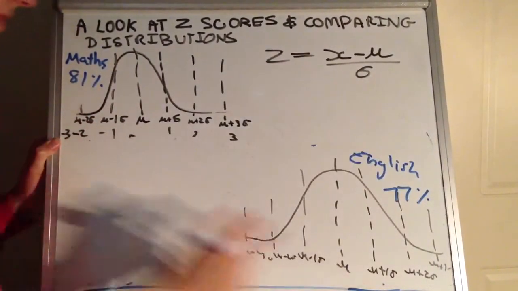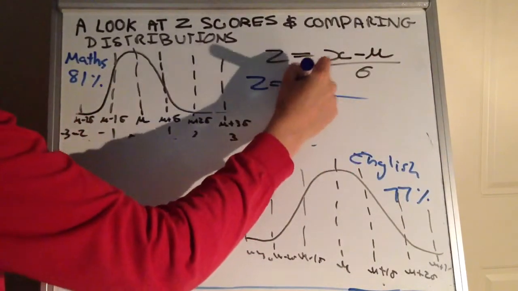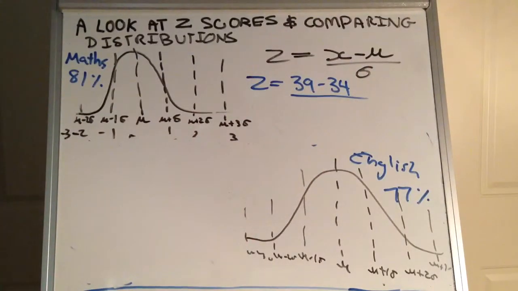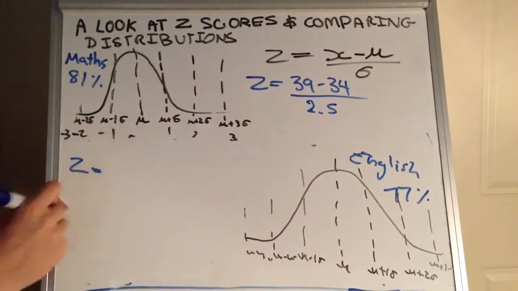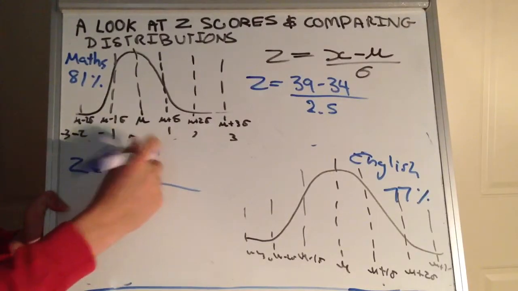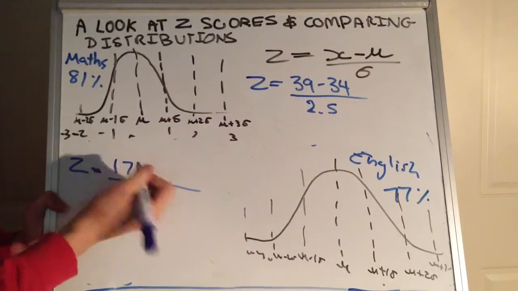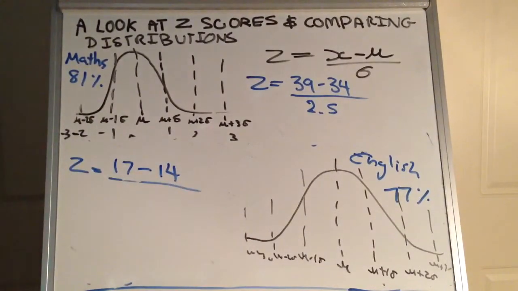So the z-score for maths, if we do it up here, z is equal to, and he scored 39 marks, and the mean was 34. And his standard deviation was 2.5. For this one, the z-score for the English test, 22 marks was the score, so that's not relevant in this case. 17 he got, 14 was the average, and the standard deviation was 2. Okay.